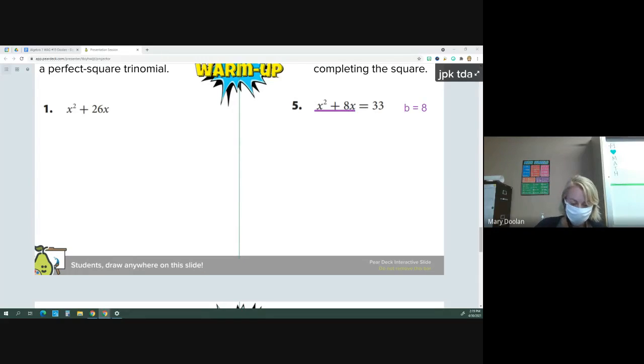In parentheses, I'm going to take 8, divide it by 2, and then I'm going to be squaring that. Eight divided by 2 is going to give me 4. We're going to divide before you square. And 4 squared will give me 16.